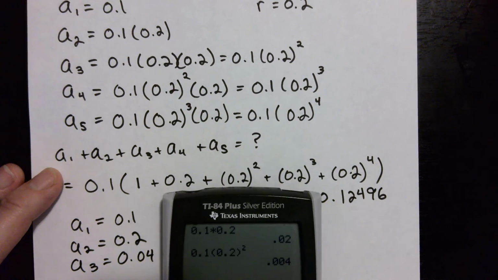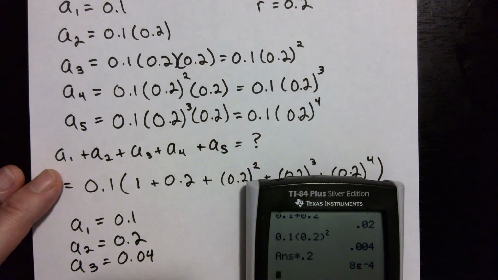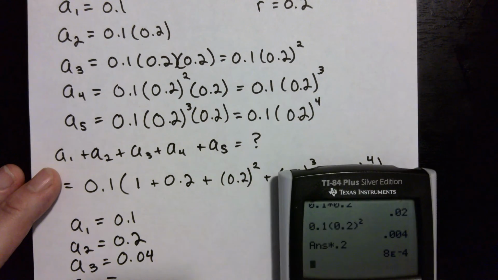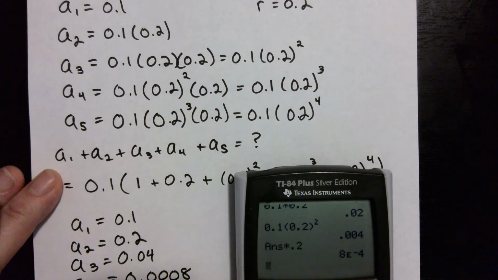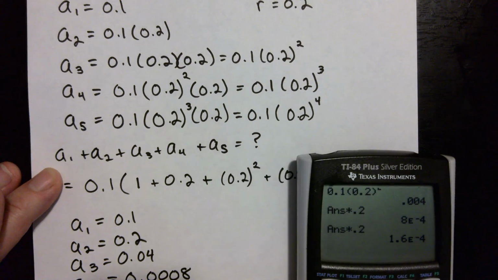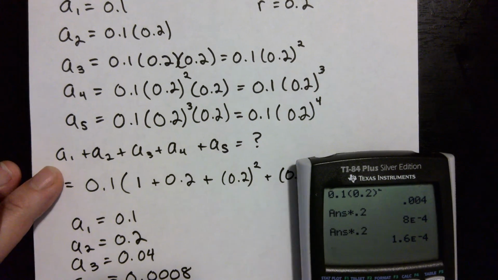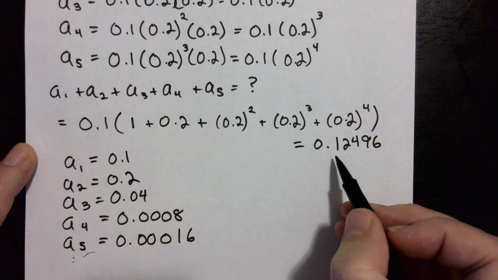To find the next term, we can always just multiply the previous term by 0.2. So let's do it that way. That's when it starts getting down into the decimals. a sub 4 is equal to 0.0008. And then a sub 5, times 0.2, is going to be 0.00016. If you add all those up in your calculator, you will get the same thing as this right here.